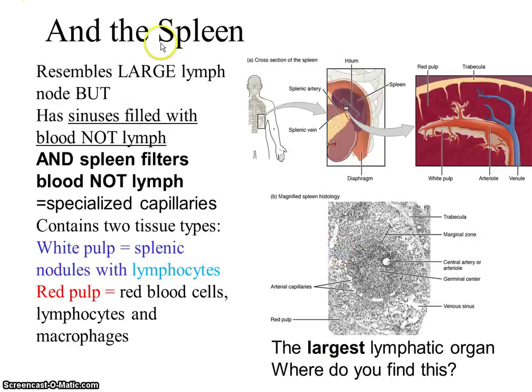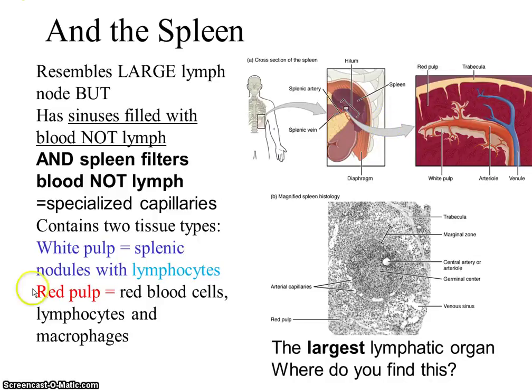The spleen here resembles a large lymph node, but is not in line with the lymph. It doesn't filter lymph, it filters blood. Right? So it has these large spaces in it that have blood in them, because again, the spleen is also removing worn out blood cells, so it's perfectly situated, receiving all that blood to be able to determine whether or not we have a problem.